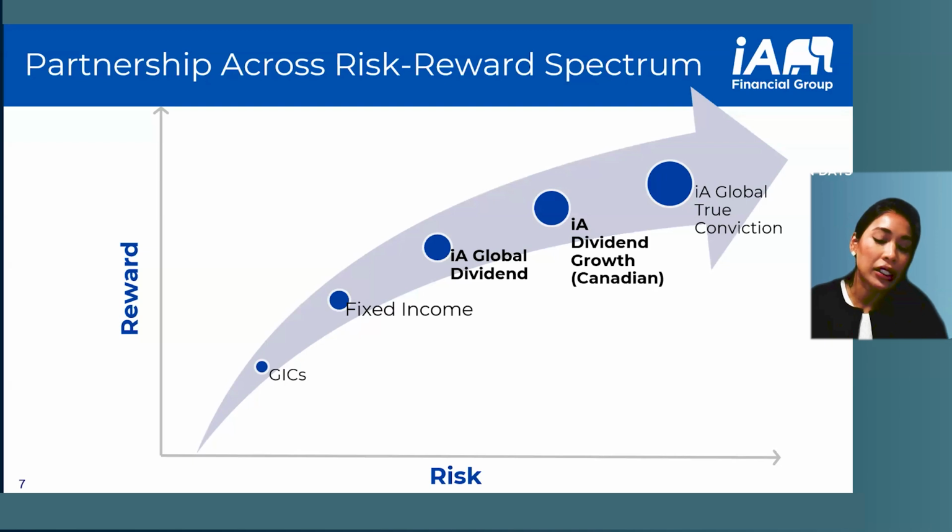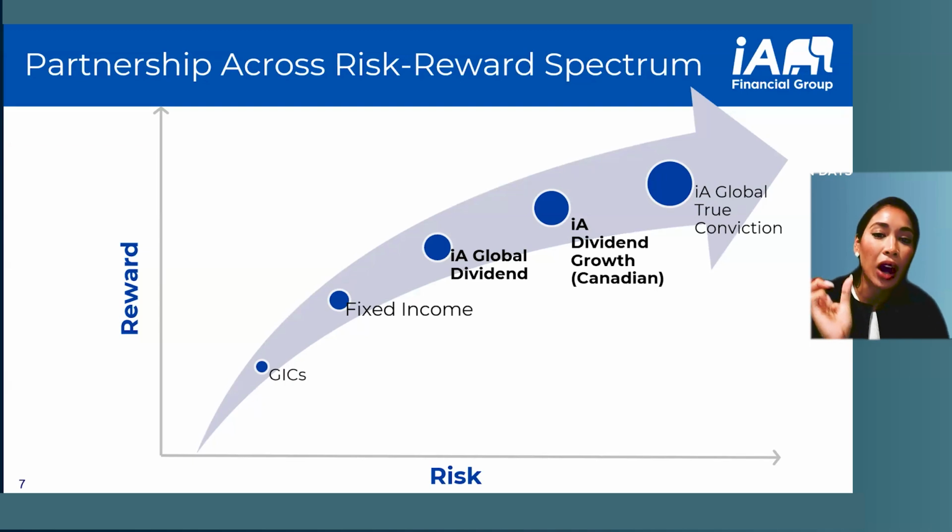And at IA, we have a ton of options that provide you with an investment solution at each stage of your client's risk-return profile. So we have GICs for someone very conservative. They're not interested in taking risk. They'll only purchase Amazon if it was under $1,000 a share. Right now, it's under $200.